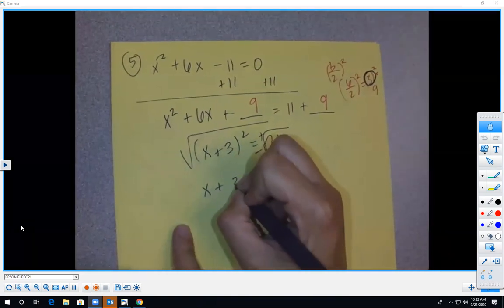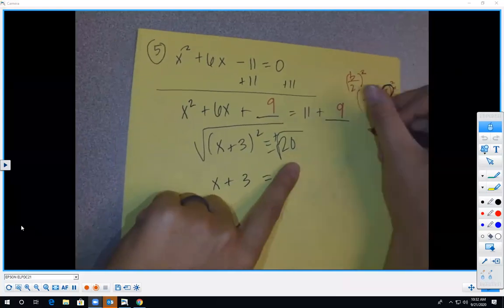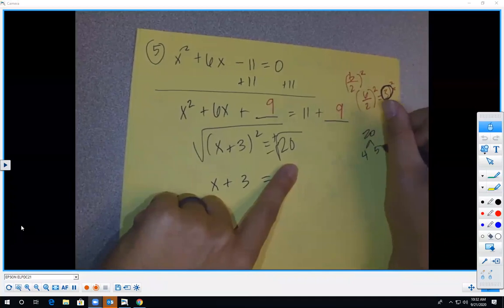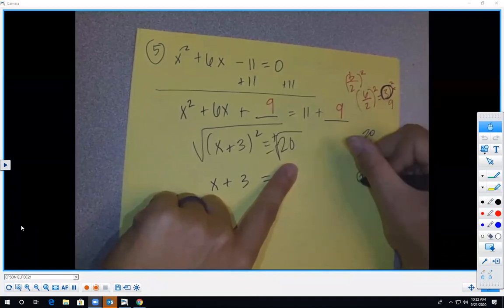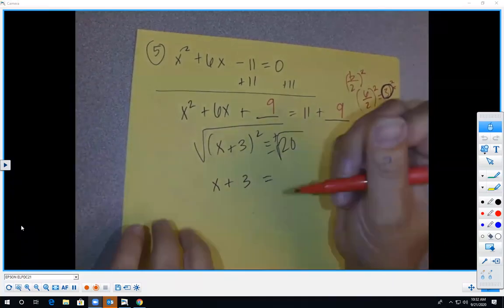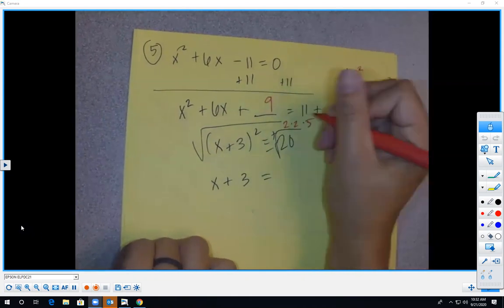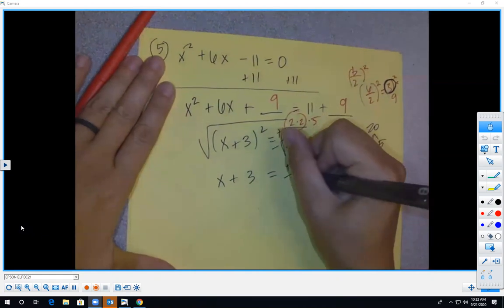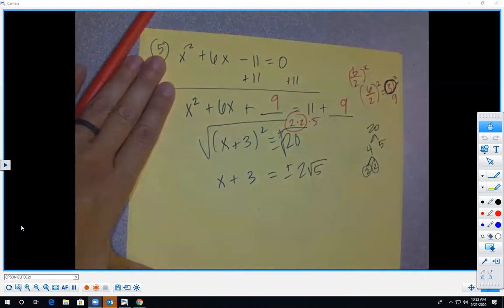So I get x plus 3 equals plus or minus the square root of 20. I can pull a 4 or pull 2 out, right? 20 is 2 times 2 times 5 when I break it down. So I can pull the 2's out. So it becomes plus or minus 2 times the square root of 5.